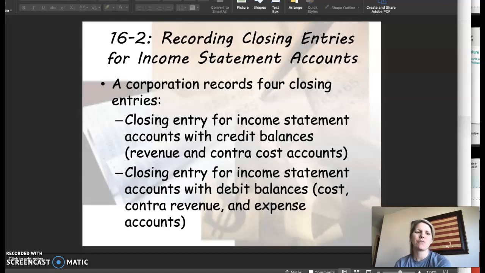Okay, welcome to 16-2 notes. They are a little bit longer. We have done closing entries before. They just take a little bit more time than our adjusting entries do.